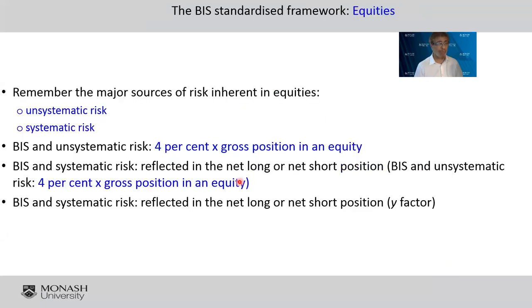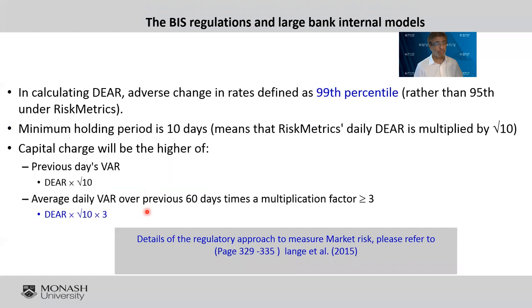For equities, we have to talk about unsystematic risk and systematic risk. And usually they take 4% on positions in equities: 4% for the systematic risk and 4% for the unsystematic risk. Now they use 99% confidence.